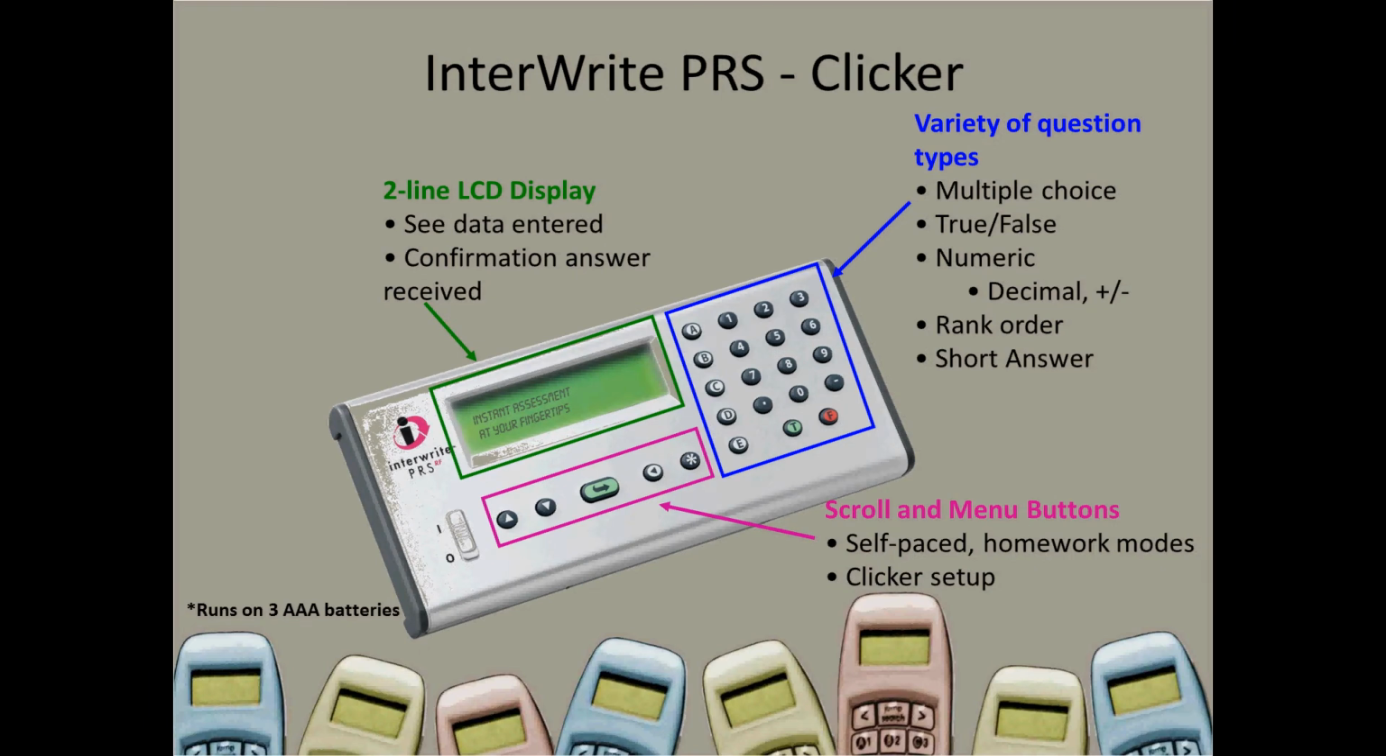When looking at the PRS remote or clicker, you will see that I have divided it into 3 sections. The green section is where the student will see the answer they enter, and then a confirmation that their answer was received once they send it. The pink section is the menu and scroll buttons, and they are used when setting up clickers and in self-paced or homework modes. These are covered in the next lesson. The blue section is the section the student will input his or her answers depending on the type of question.